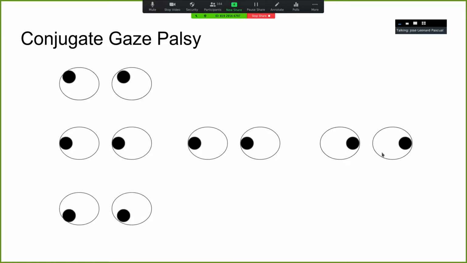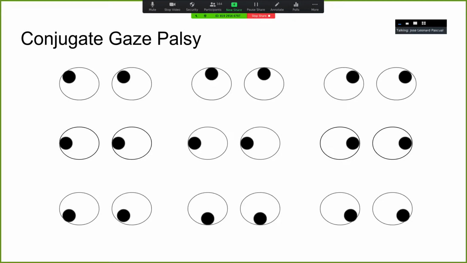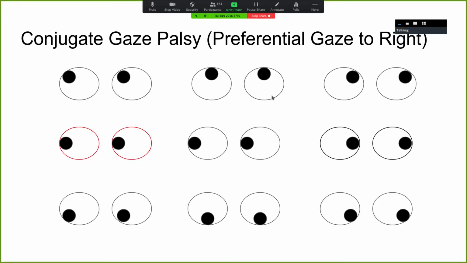Same thing, you ask them to look up and down on extremes of gaze using your double H. Things look normal. But just at the primary gaze, they tend to deviate to one side. So this is called conjugate gaze palsy, meaning it disappears when you ask them to follow your fingers. This is just described as preferential gaze to the right.